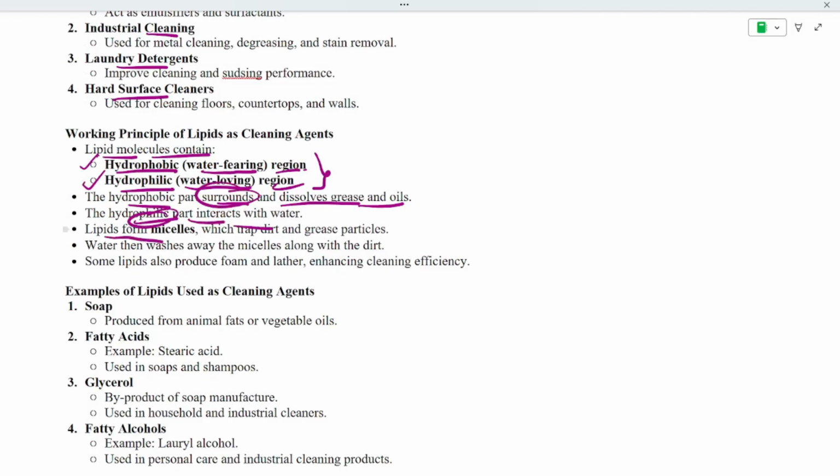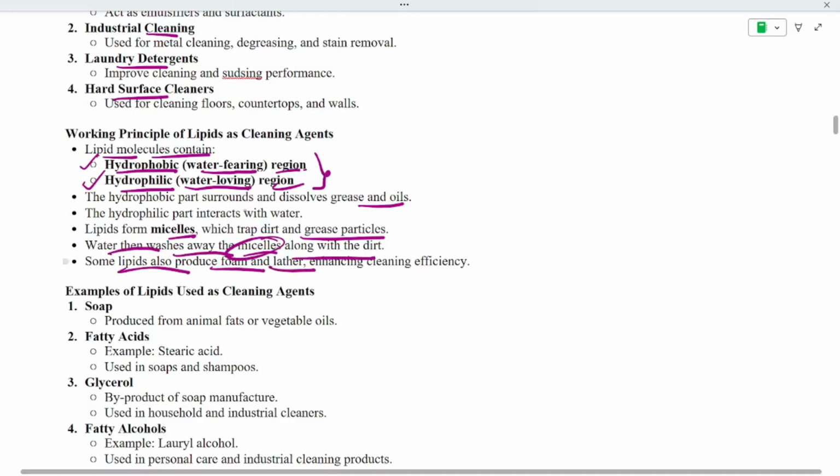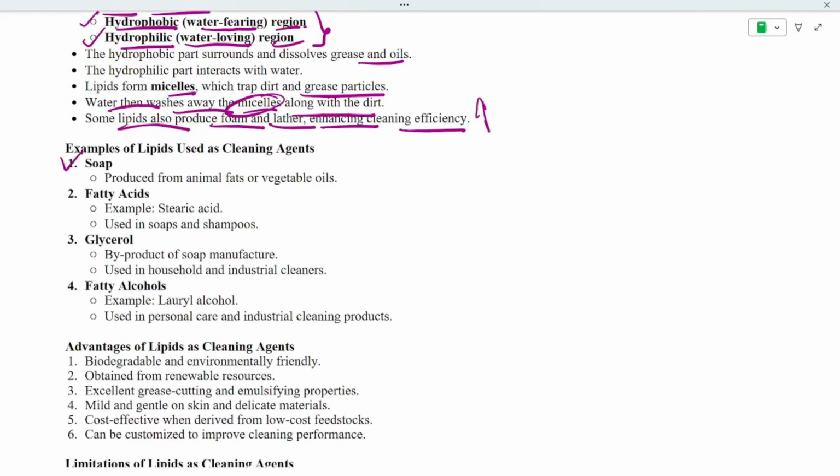Okay, now lipids form micelles, that is what they are called, that will trap the dirt and grease particles present on the cloth or anything which you are trying to wash. Water then washes away the micelles which are collected along with the dirt. Some lipids also produce foam and lather, enhancing the cleaning efficiency. Examples are soap, fatty acids, glycerol and fatty alcohols.